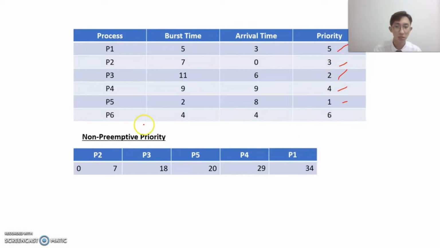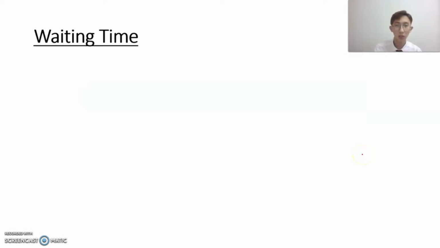Okay, so the last is process 6, whose priority is the last. So 34 plus 4 is equal to 38. So the processor has processed all the processes here. So we take a look at the waiting time.